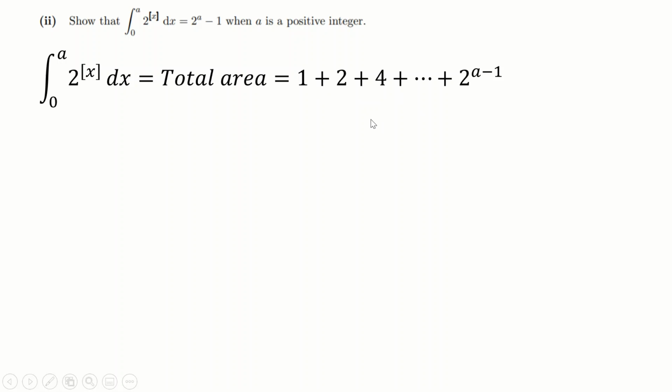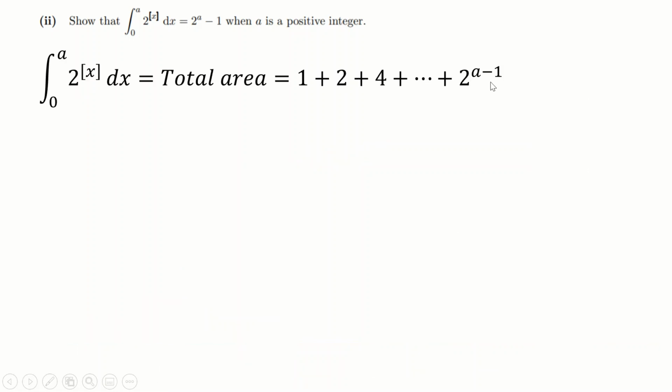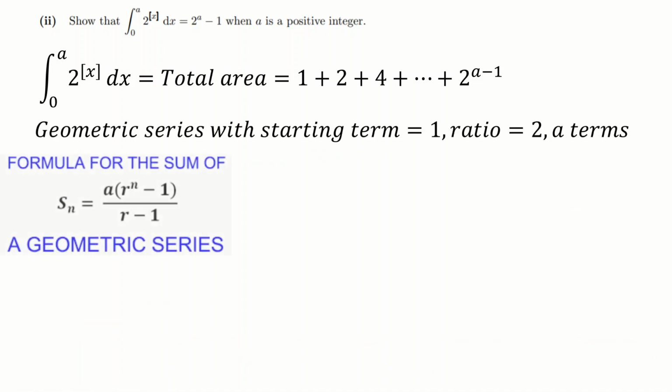And how many terms are there here? Take a second to think about it. Perhaps the easiest way to count how many terms there are is to look back at this picture, because as you arrive at 3, you have 3 rectangles. As you arrive at 4, you have 4 rectangles to count. As you arrive at a, you'll have a rectangles to count. So 2 rectangles if you integrate up to 2, 3 if you integrate up to 3, 4 rectangles up to 4, a rectangles up to a. So there's going to be a of these terms to add together, if you see that. And so, okay, we have starting term 1, ratio 2, a terms.